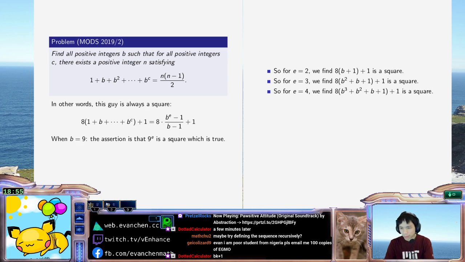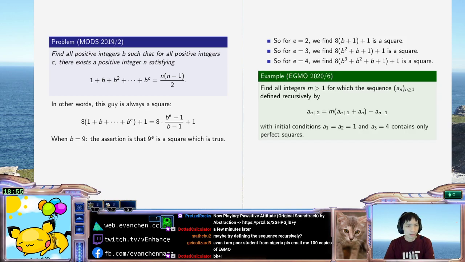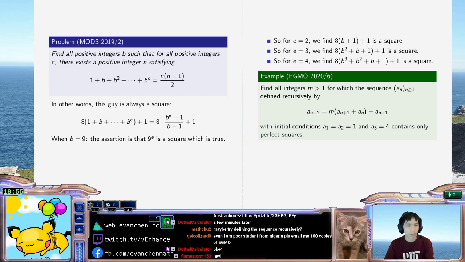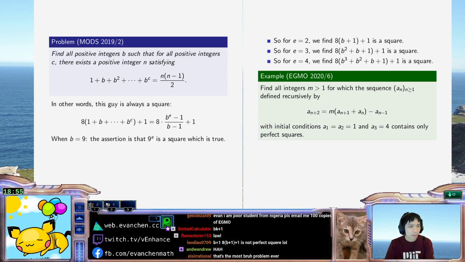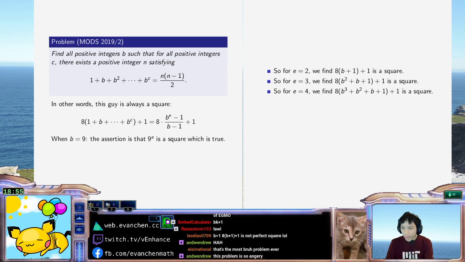Once upon a time, there was a contest called EGMO, not to be confused with a book. And there was a problem that looked like this. And I got baited by it. I kept trying to do a Pell equation thing, which is the same instinct I'm having now, but I have learned my lesson, and we are not making that mistake again. Let's just hit it with a big hammer. So, accordingly, (8b+1)(8b^3+b^2+b+1) is a square.